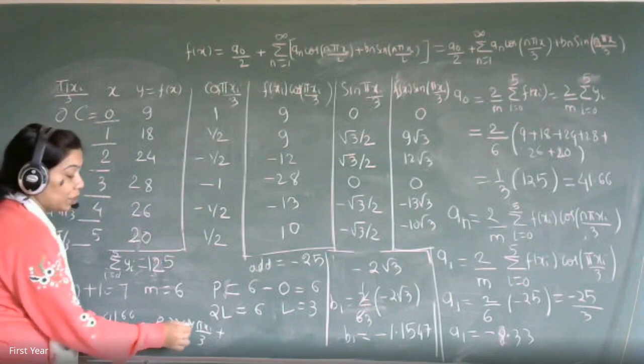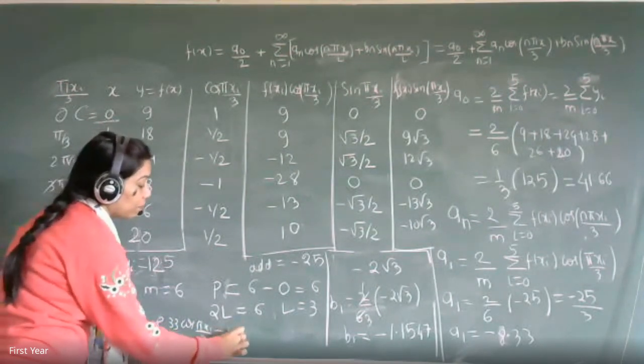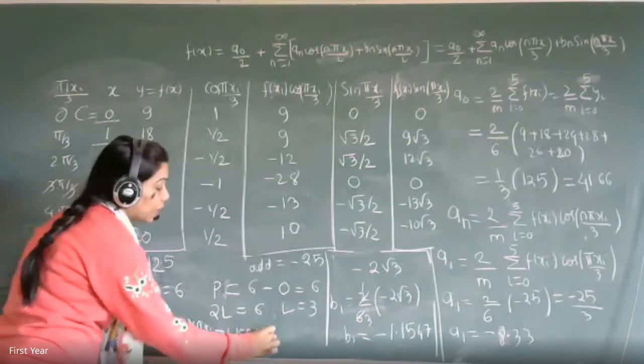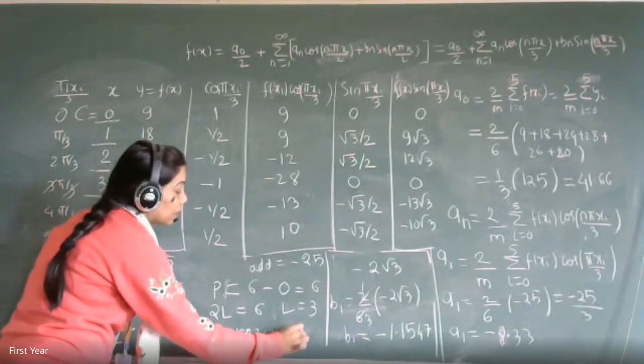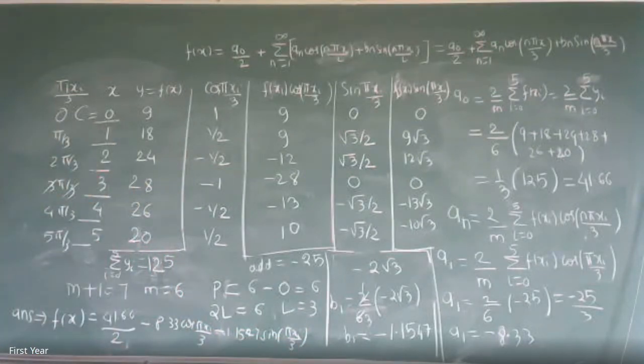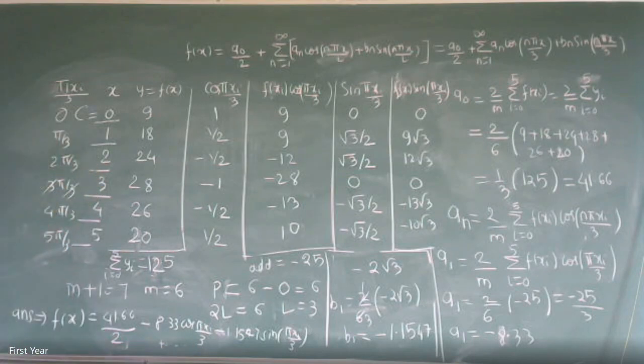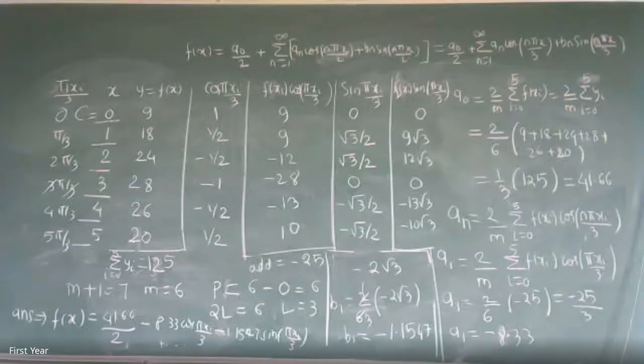So minus 8.33 cos pi xi by 3, and this is also minus 1.1547 sine of pi xi by 3. This question requires some space. Is this okay? Plus dot dot. But the question is asked only up to the first harmonic, so we are doing up to this. Is it okay, everyone? Yes, ma'am.